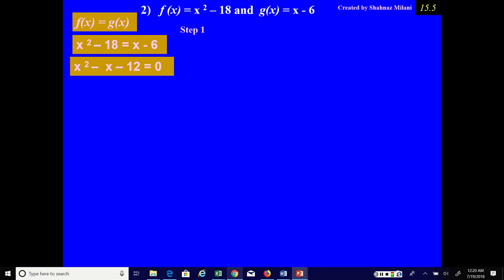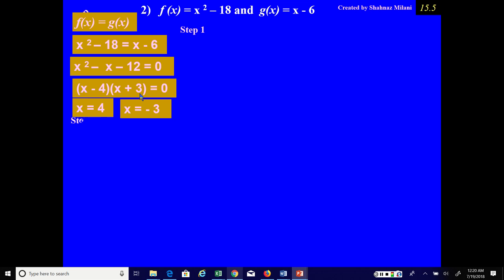Then factor. Two numbers that when you multiply them by each other give minus 12, but when you combine them give minus 1, are minus 4 and positive 3. That's going to be my factor part. Now, solve for x. X minus 4 is equal to 0, and x plus 3 is equal to 0. Then we find the x values. When we find the x values, now, step number 2, subtraction of the antiderivatives.